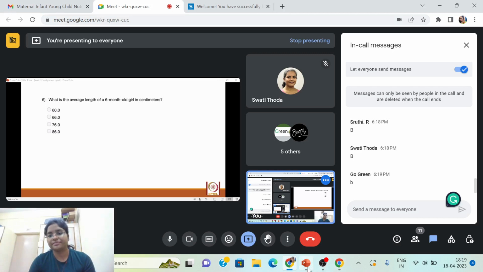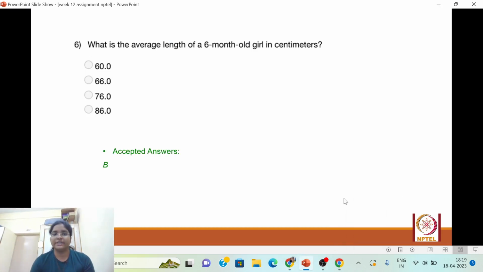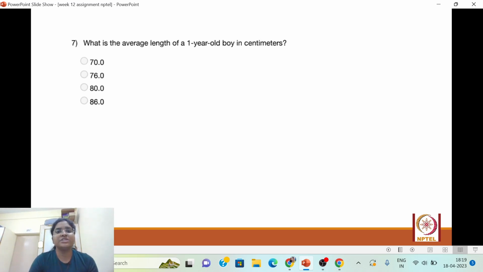B. Okay, let's see if B is the correct answer. Yes, the average length of a 6-month-old girl is 66 centimeters. What is the average length of a 1-year-old boy in centimeters? 70 centimeters, 76 centimeters, 80 centimeters, or 86 centimeters?